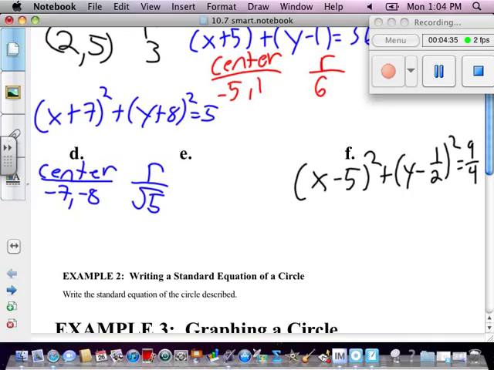Who's saying it? Who wants to? I heard somebody say it out loud. You want to finish? Go ahead. It would be 5 and 1/2. 5 and 1/2 would be your center, or 0.5. Those are the same thing. What would your radius be?